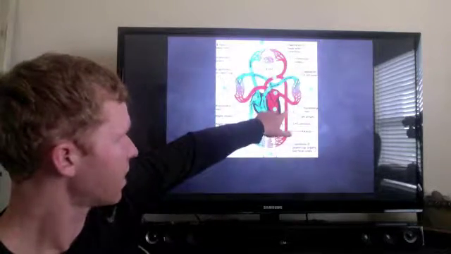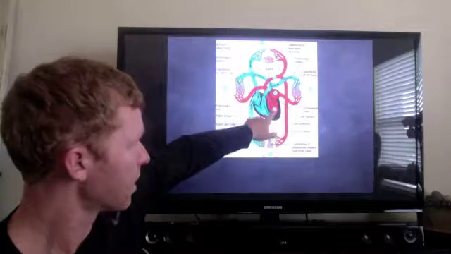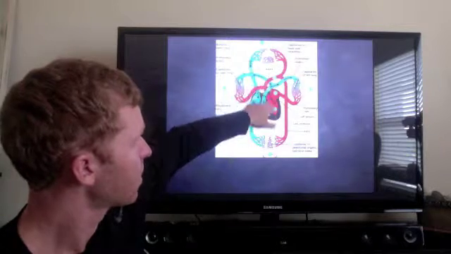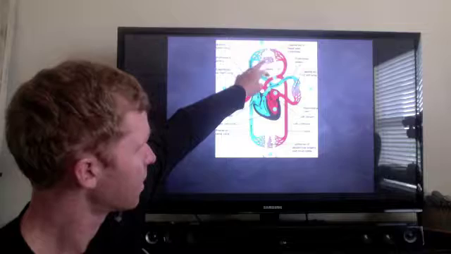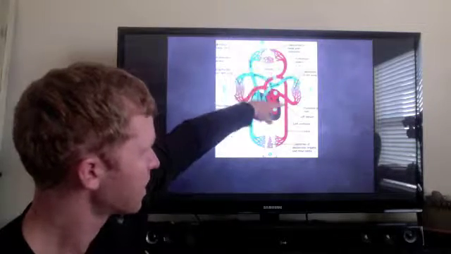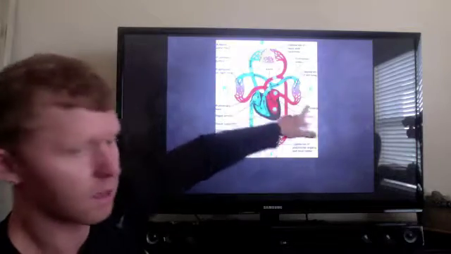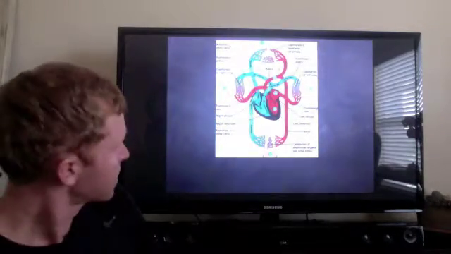And then the pulmonary veins will carry the oxygenated blood to the left atrium, and then down into the left ventricle. The blood is pumped to the aorta, and then you have your ascending aorta to your head and upper limbs, and then you're descending to your lower extremities, and then it gets pumped out to the systemic circulation system.